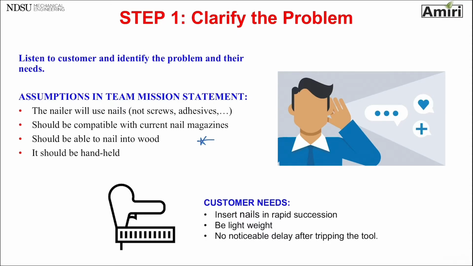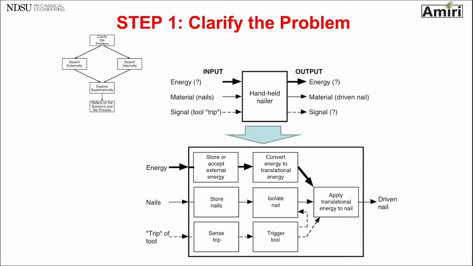So the customer or the sponsor had some extra specifications and requirements for the project too: that it could apply nails in rapid succession, be light because it's handheld, and there shouldn't be any delay when you trigger the tool. So in order to clarify the problem, they used something, I don't know if you remember, but we call this a function diagram.